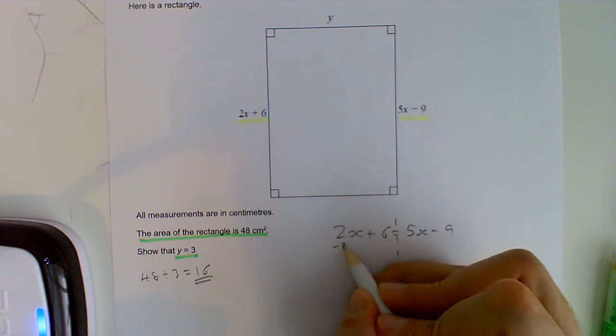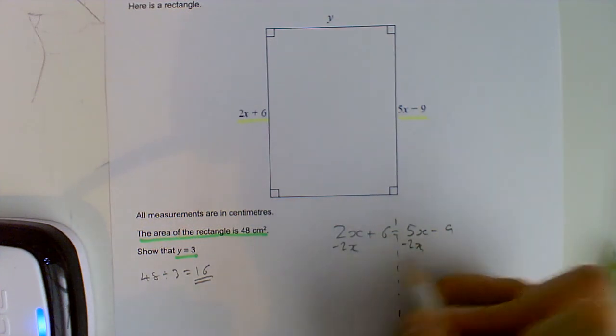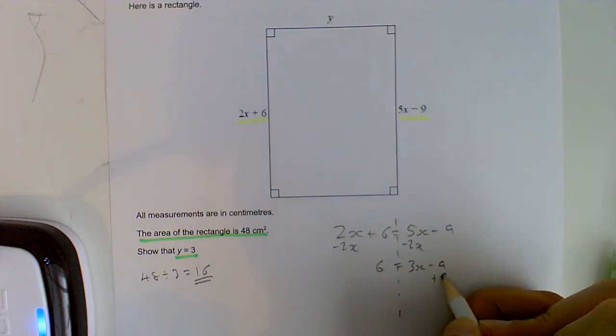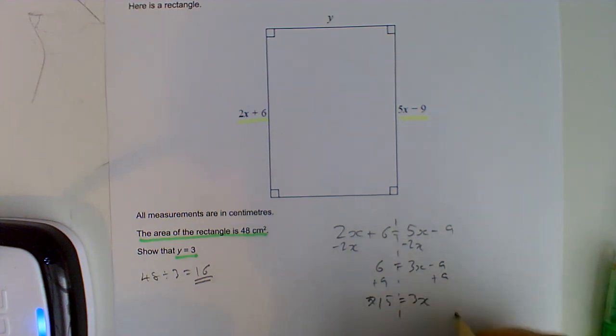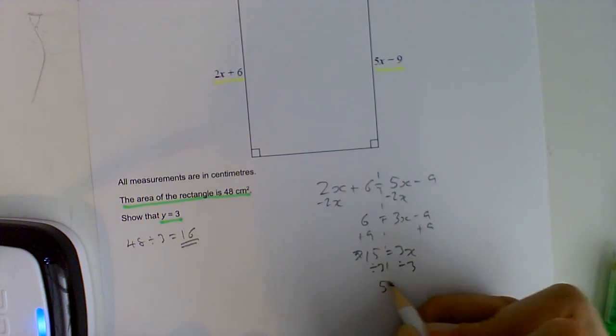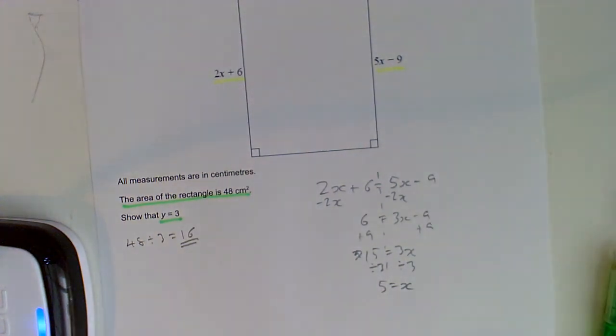Let's get rid of your smallest x term. Add 9 to both sides. So we end up with 15 equals 3x. Divide both sides by 3. And we get that x is 5.